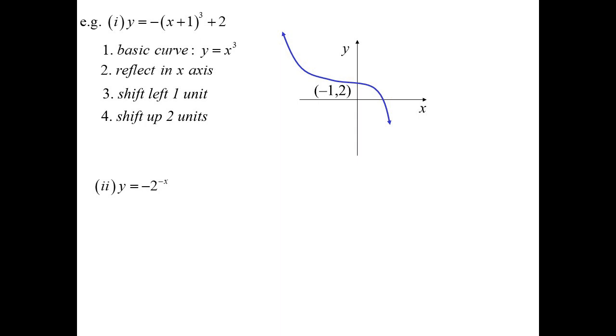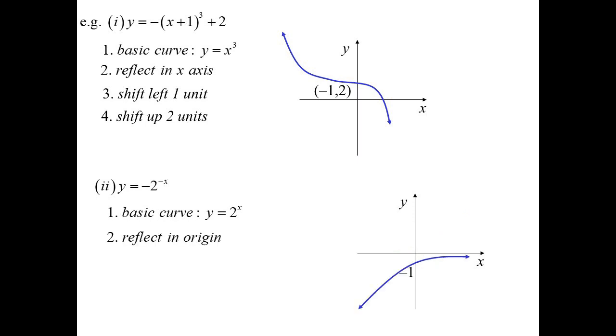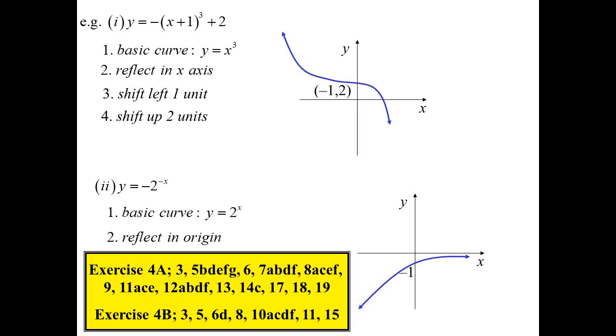Y equals -2 to the power of minus x. Basic curve is 2 to the power of x. Reflects in the origin. See, it's -2 to the minus x. So it's both reflecting in the x-axis and reflecting in the y-axis. So that's our rotation of 180 degrees. Reflects in the origin. All right, so 4A, 4B.